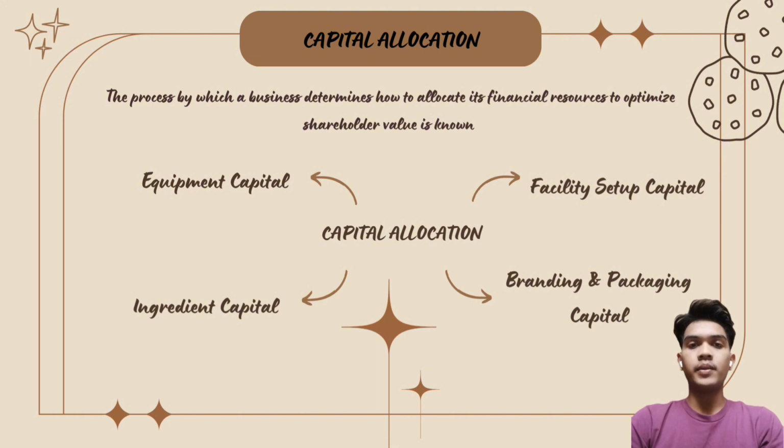Capital allocation is the process by which a business determines how to allocate its financial resources to optimize shareholder value. This entails selecting the top investment prospects and allocating the appropriate amount of funds to each. Among them are equipment capital, ingredient capital, facility setup capital, and branding and packaging capital.